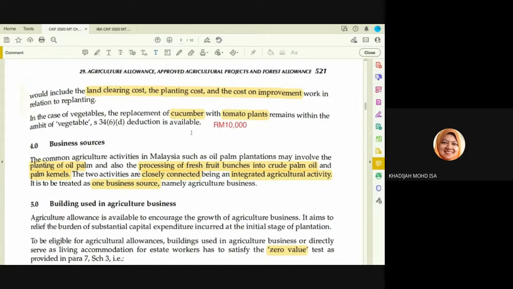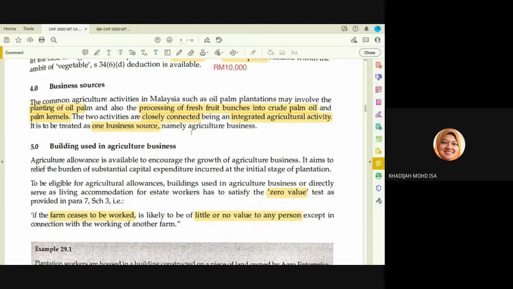It's always like that. And then we say that common agriculture activity in Malaysia, such as oil palm plantation, may involve the planting of oil palm and also the processing of fresh fruit bunches into crude palm oil and palm kernels, right? The two activities are closely connected, being an integrated agricultural activity, so it is also to be treated as one business source. So rather than having 3 business sources, you only have all these as one business source, namely agriculture business. So which one is better, to have one business source or 3 business sources?